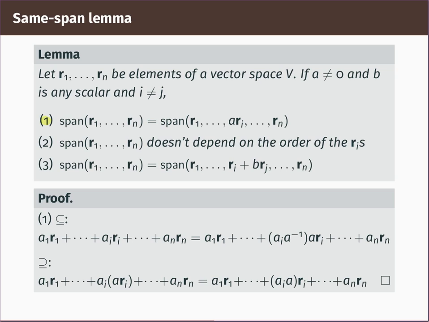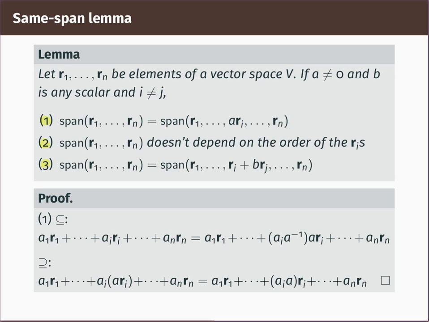First of all, the span of r1 up to rn is the same as the span of r1 up to r(i-1), then a times ri, then r(i+1) up to rn. Secondly, the span of r1 up to rn is the same as the span of the vectors r1 up to rn in any other order. And finally, the span of r1 up to rn is the same as the span of r1 up to r(i-1), and then ri plus b times rj, and then r(i+1) up to rn. Before I talk about the proofs of those, let's just think about the connection between this result and row operations.